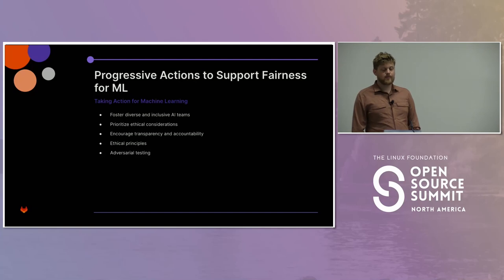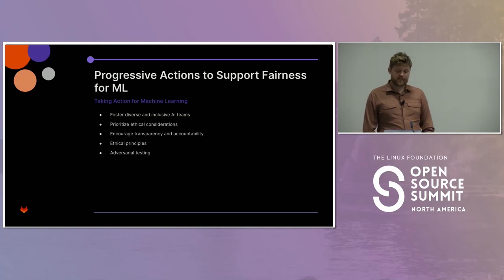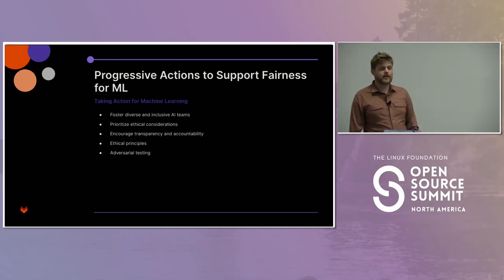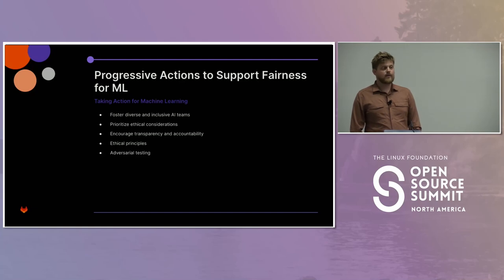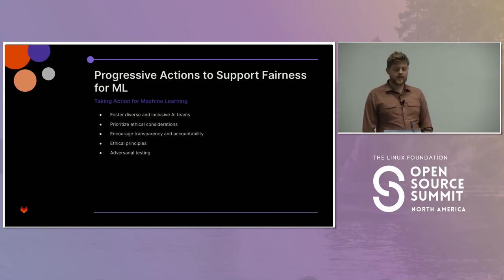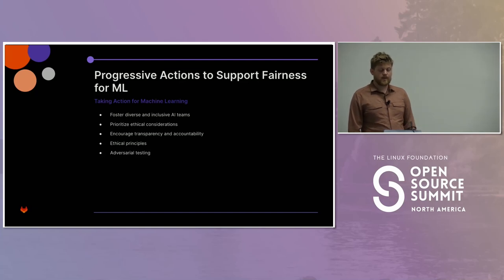Adherence to ethical principles is another important aspect of promoting fairness in machine learning. By establishing and following clear ethical guidelines and principles, we can ensure that the development and deployment of these systems are aligned with societal values and goals. Finally, the use of adversarial testing can help identify and address potential sources of machine learning bias, ensuring that they are fair and equitable for all contributors and individuals of communities.